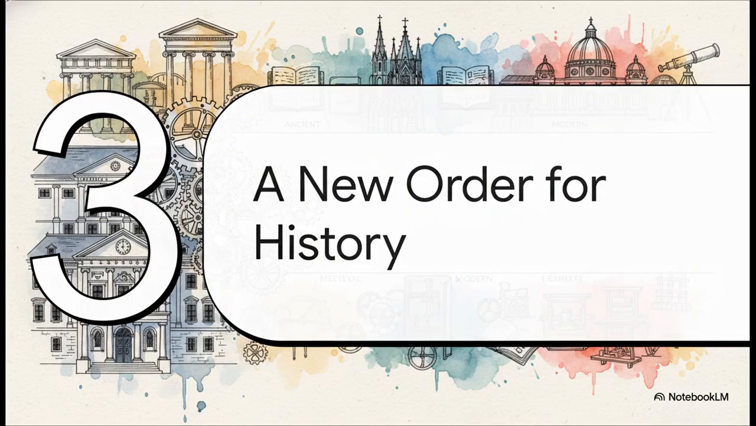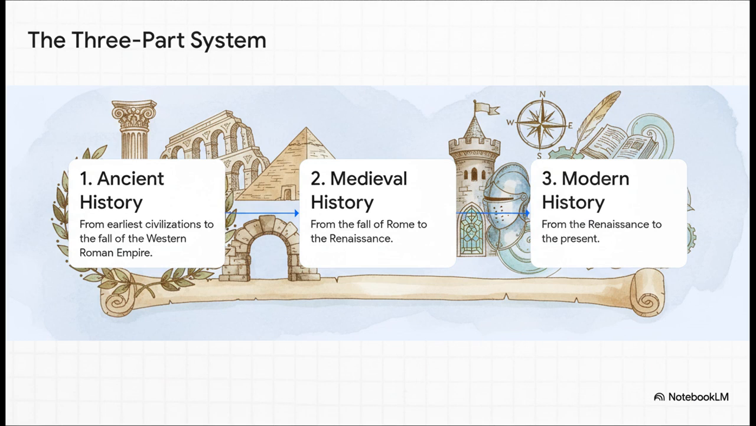So driven by this need for order, it was at the university that his big idea really came to life. He created a totally new way of looking at the entire sweep of human history. And here it is. This is the simple, almost elegant structure that changed everything. Cellarius basically said, look, you can understand all of history in three acts. Act 1, ancient history, all the way up to the fall of the Western Roman Empire. Act 2, medieval history, the Middle Age that connects the old world to the new one. And finally, Act 3, modern history, kicking off with the Renaissance and rolling on to his own time.